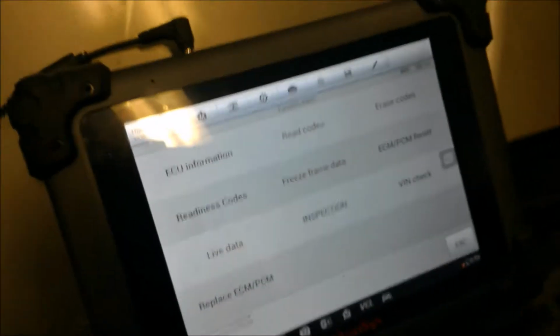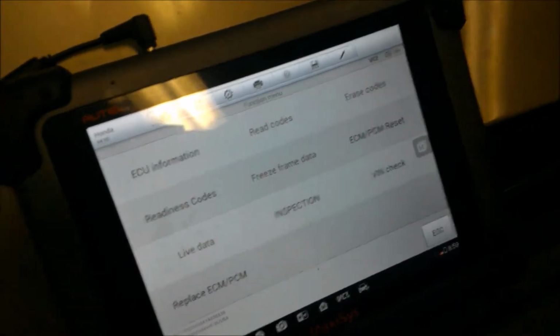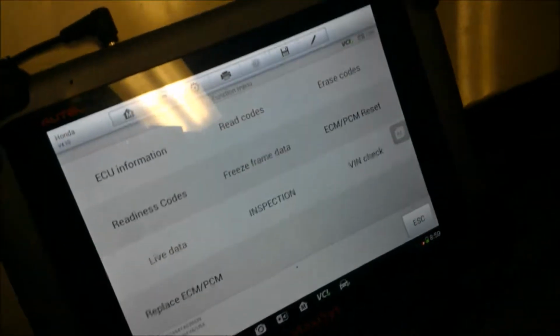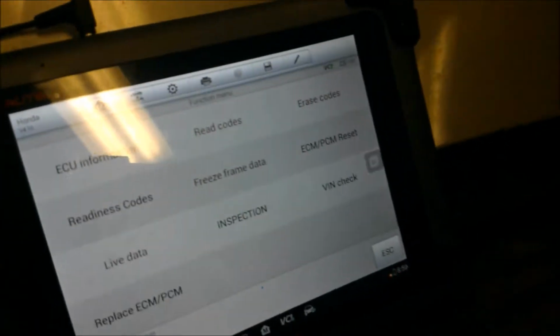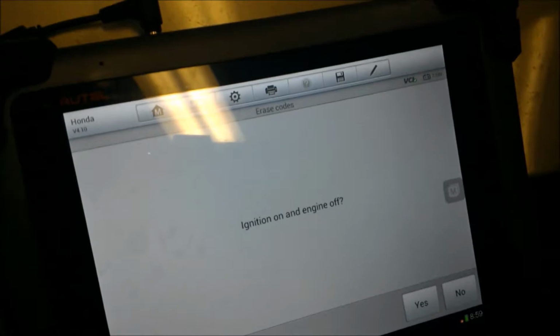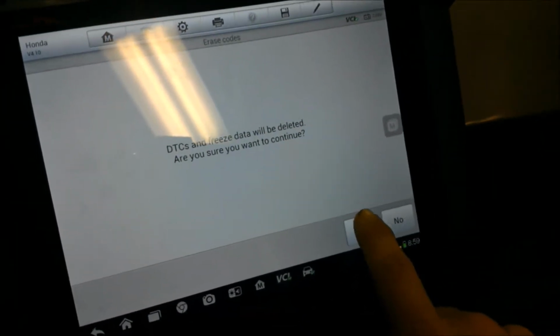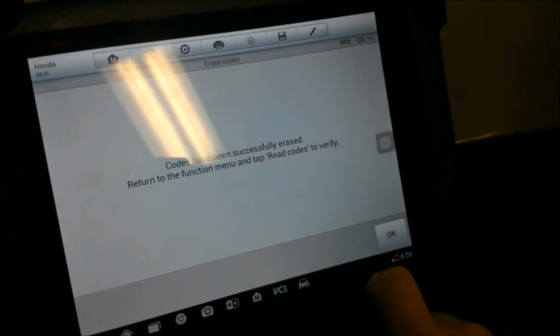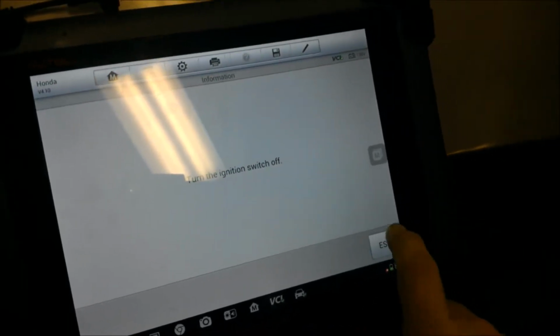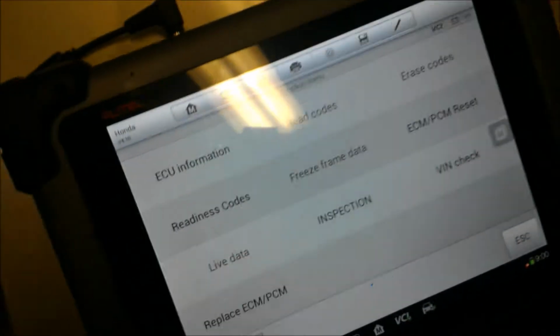Right here I'm going to go over how to read codes, how to erase them, and then how to look up those freeze frames. First off, when you erase codes, you just go to erase code. Say yes, yes, and they've been erased. Then you would turn the ignition back on after turning it off, and then you'll go to read codes.